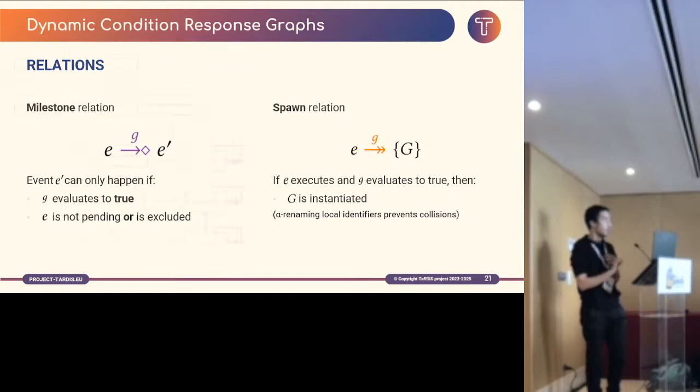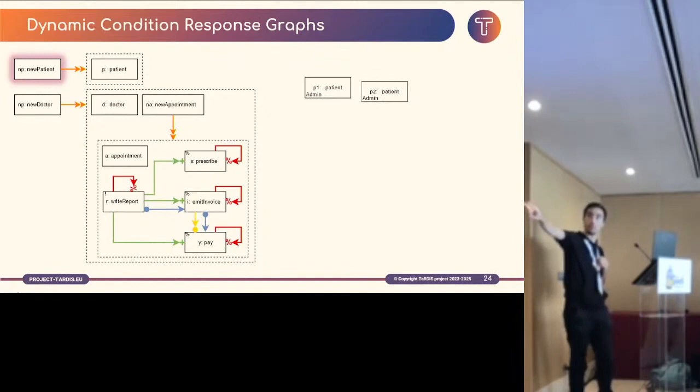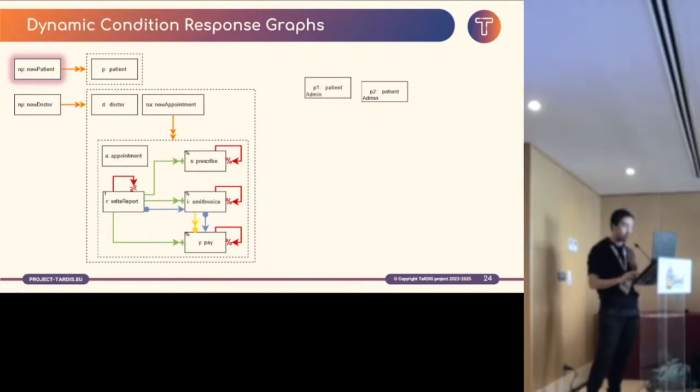Okay, finally, the spawn relation allows to instantiate subprocesses and nodes. So this is actually addition of new nodes and graphs and subgraphs to the graph itself. So, for instance, if we execute the event new patient, we get a new patient. If we execute it one more time, we get another patient. Take note that the identifiers are different. We have P1 and P2. This is due to alpha renaming when performing the spawn relation to avoid naming conflicts.